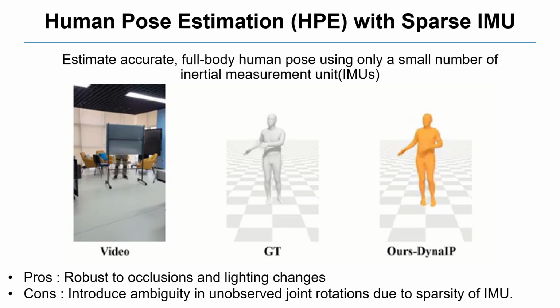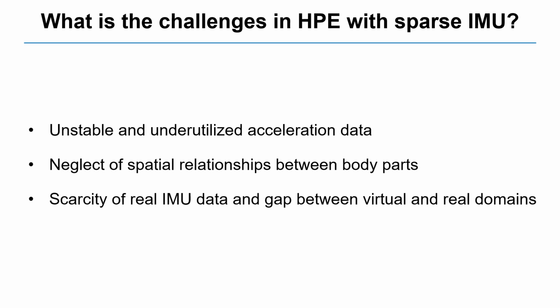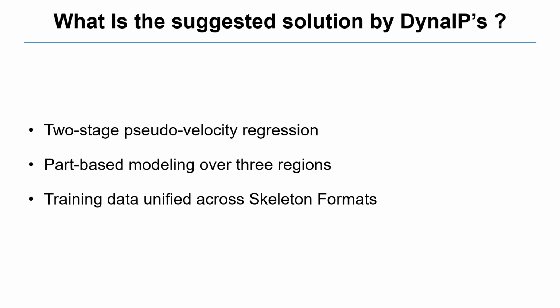In the previous research, acceleration data is underutilized due to unstableness, and they neglected spatial relationship between body parts. Also, scarcity of real IMU data and gap between virtual and real domains make it harder. Therefore, Dynamic Inertial Poser solves those challenges by following methods.